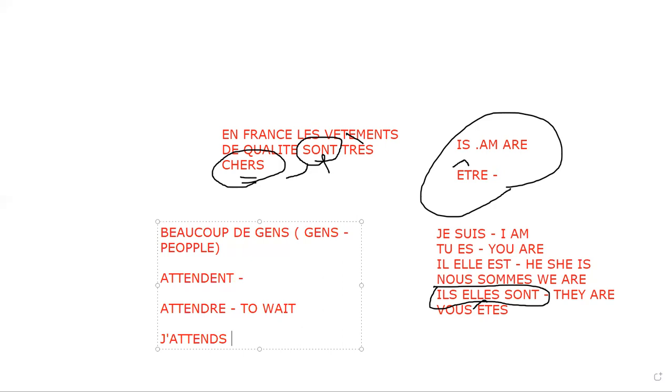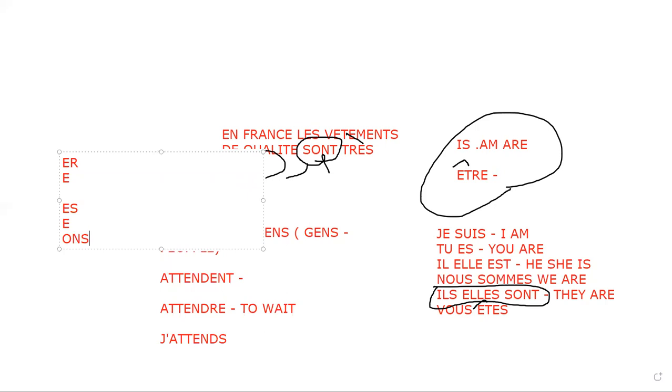J'attends. J'attends. Why? Let me tell you one thing. If your verb is ending in ER, tell me the formula: E, E, S, E, O-N-S, E-Z, E-N-T.